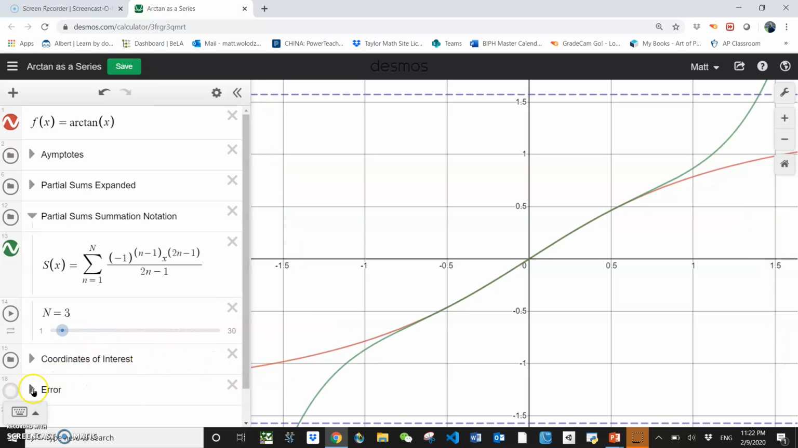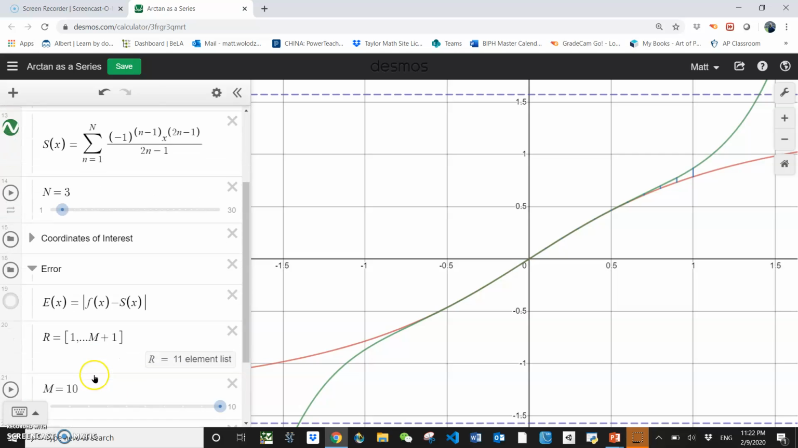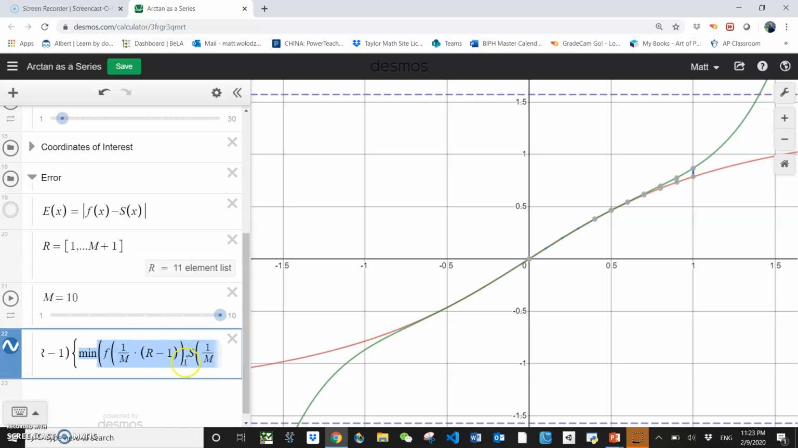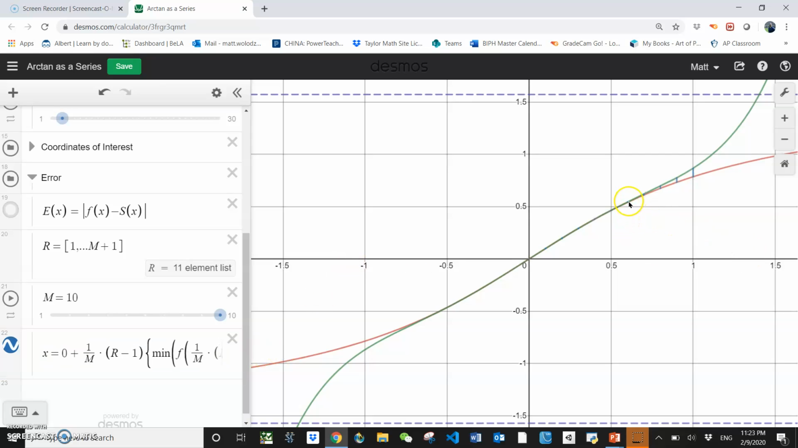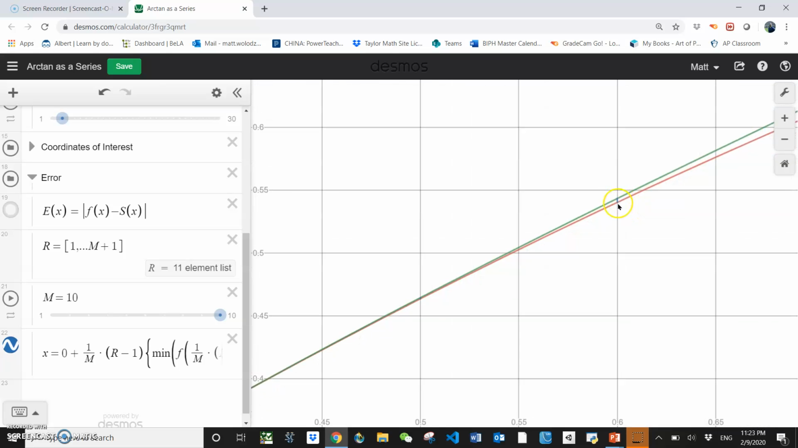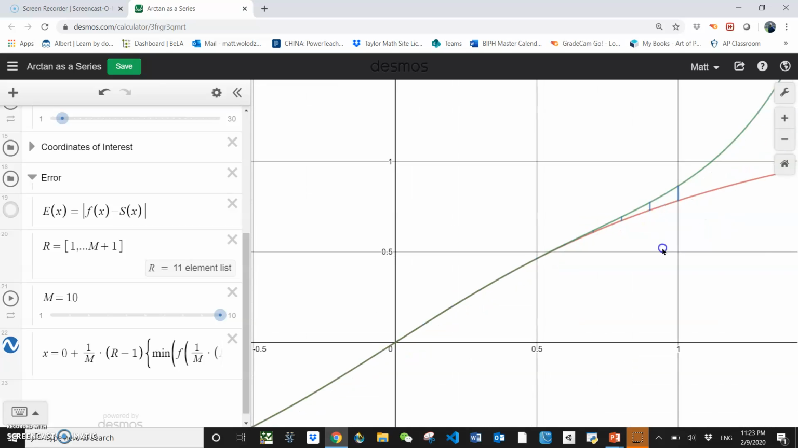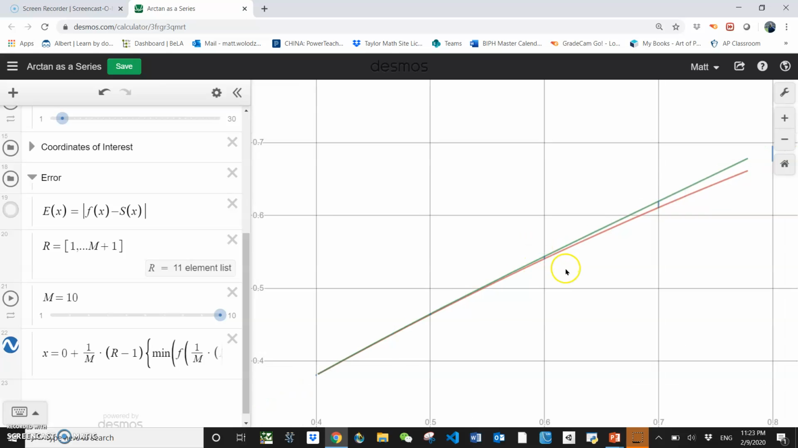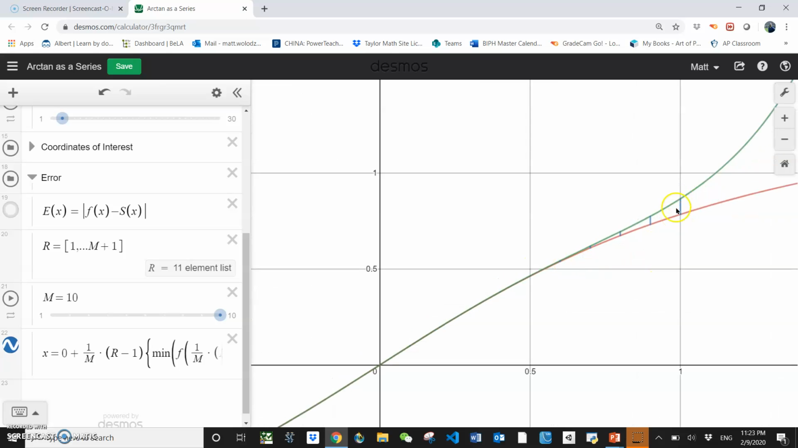So now what's going on? Well, I can turn on my error. So this is my error function here. This is the syntax for that. And what we're looking at is if you look right here at root 3 over 3, this line indicates the amount of error. Meanwhile, this line at 1, this is the original series that we used using x equals 1, that has that much error. So the series that we use with x equals root 3 over 3 has much less error than the series that we use x equals 1 for.